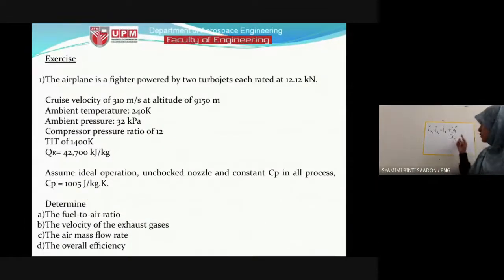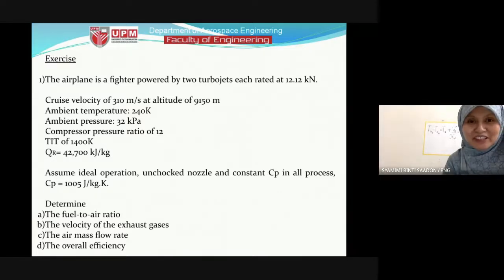So VF square over 2CP, and then you will get the total temperature at point A, which is the same as total temperature at point 2. The ambient static temperature is 240. So please calculate this one. What do we have?